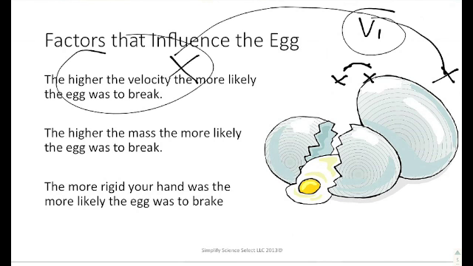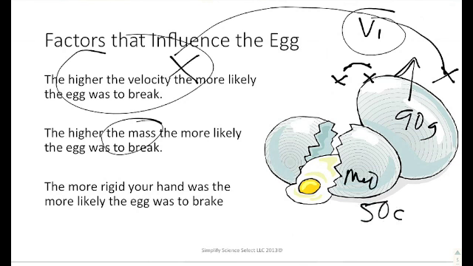Another factor that you really couldn't control in this particular lab was that the higher the mass, the more likely it was to break. So if I were to give you a jumbo egg with a greater mass of something like 90 grams, it is much more likely to break than a medium egg, which is somewhere around 50 grams, just because of its sheer mass.